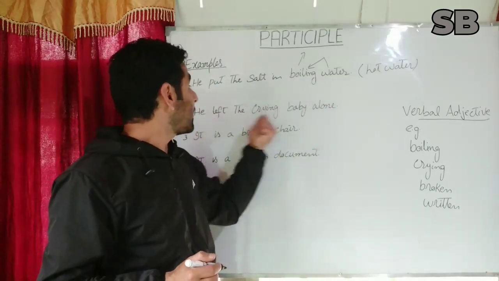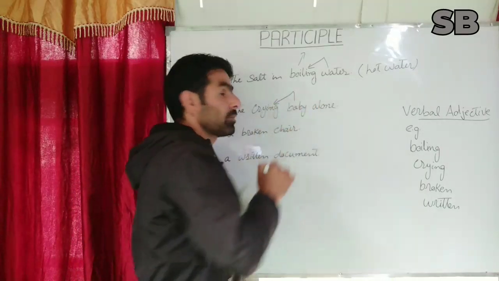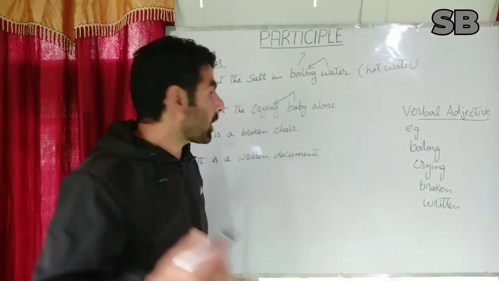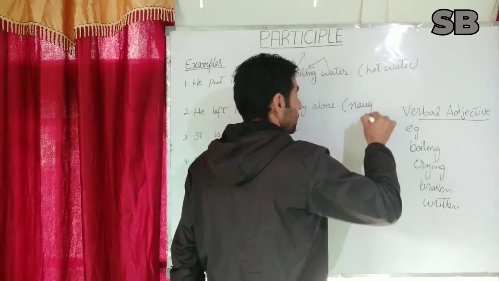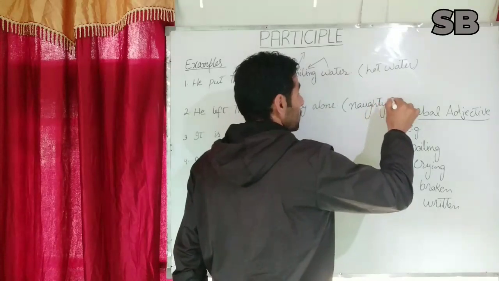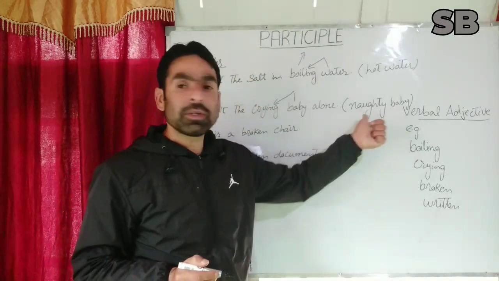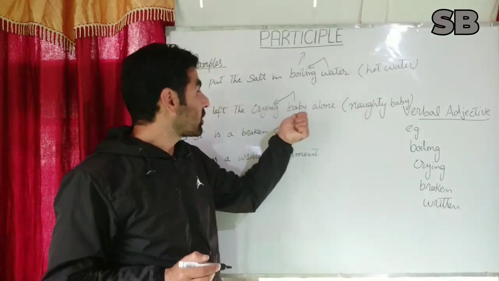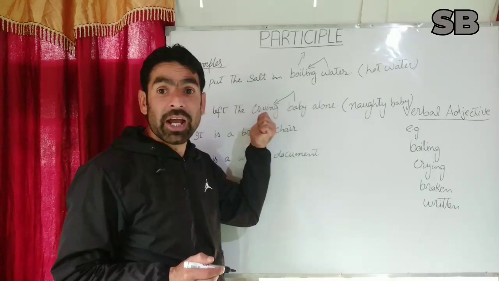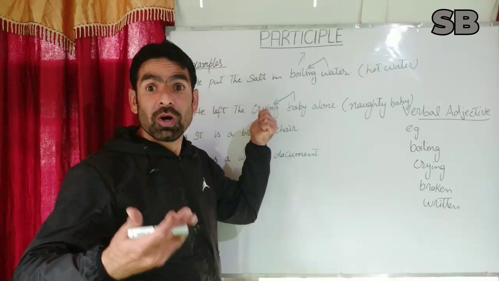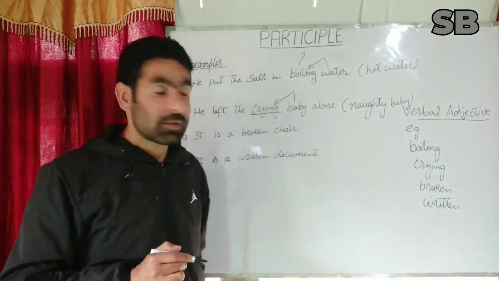In the second sentence, he left the crying baby alone. So baby has been described as crying. In the same way, we sometimes describe a baby as naughty. Naughty baby. Here, the quality of the baby is naughty. But in this sentence, the quality of the baby is crying. Or we can also say that baby has been described as crying with the help of a verb, the ing form of the verb, crying. So we call it a participle.